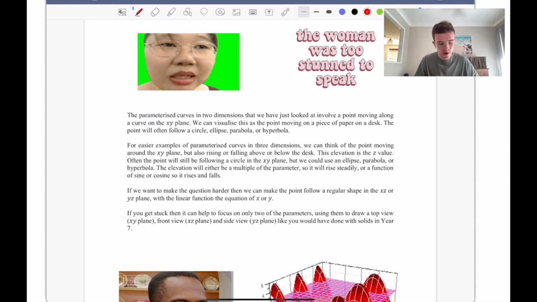For easier examples of parameterized curves in 3 dimensions, we can think of the point moving around the xy plane, but also rising and falling. This elevation is the z value. Often the point will be still forming a circle on the xy plane, but it could be an ellipse or a parabola just on the plane, but it's been moved up or down. The elevation will either be a multiple of a parameter so it will rise steadily, or a function, which means it rises and falls.